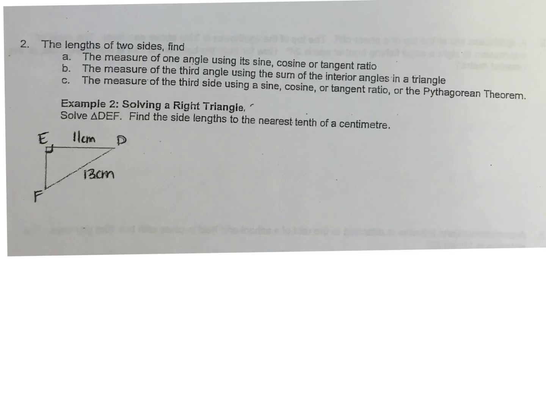Okay, so in this example, you're given two side lengths, but you're not given the missing angles. If you find one of the missing angles, then you can use the sum of the interior angles to find the other one, right? Because we know that this is a 90-degree angle. Okay, so which angle do you want to find? D or F? Doesn't matter, you tell me. D? Okay, so in reference to angle D, label your triangle, because we're going to use the trig ratios. We can't use the sum of the interior angles because we don't know 2 out of 3 angles.